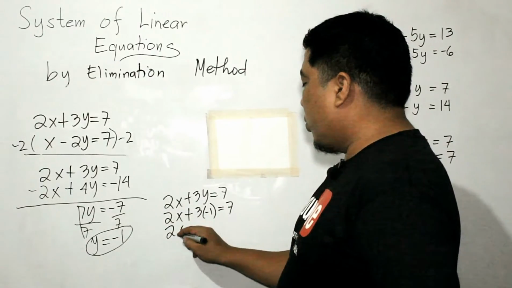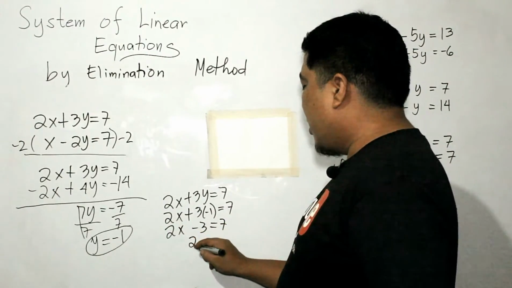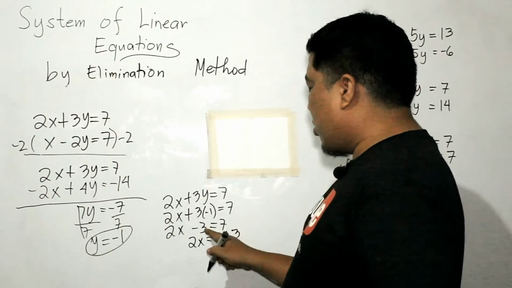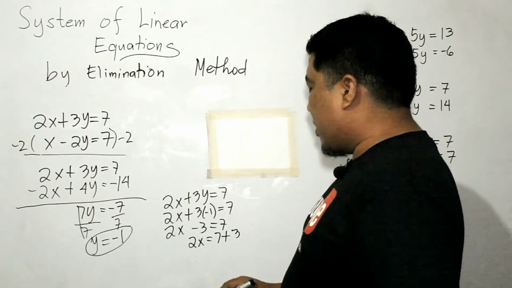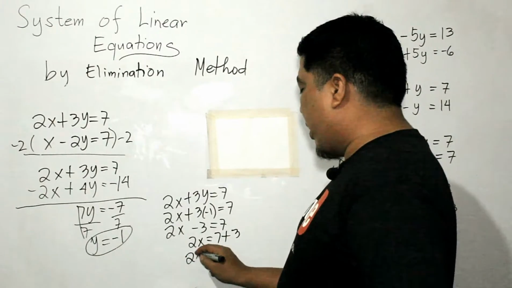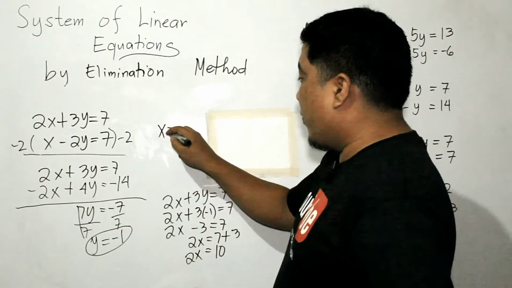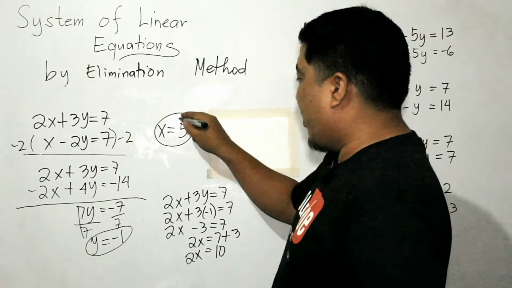So that will become 2x minus 3 is equal to 7. That will give us 7 plus 3, because I transposed the minus 3 to the other side, giving me positive 3. That will result as 10. Here, that is 2x. I will divide both sides by 2 for me to have a value of x. This will be divided by 2 and the answer is 5.